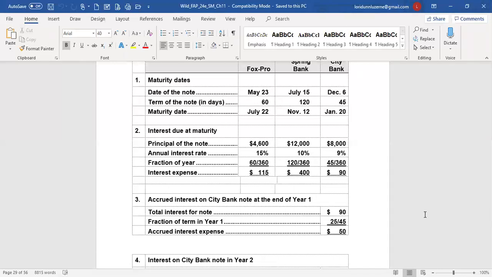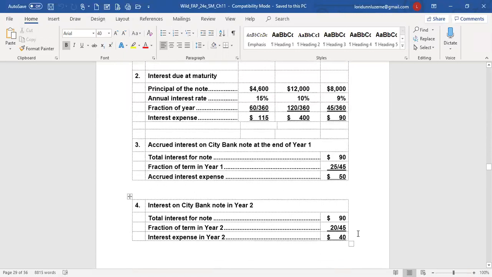In Part 4, what's the interest expense recorded in year 2? Well, the only note outstanding is the one that was beginning on December 6th and maturing on January 20th. So the other 20 days of interest. So $90 represents 45 days. 20 of the 45 days would be $40 of interest expense.